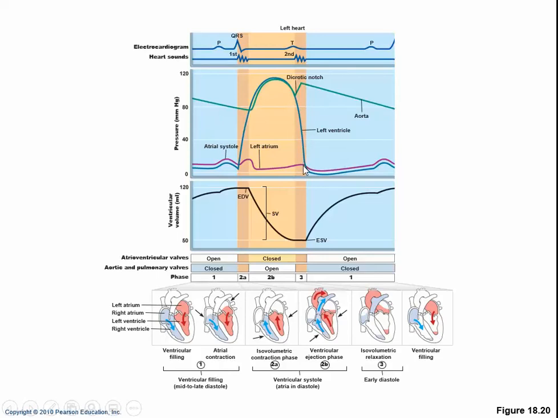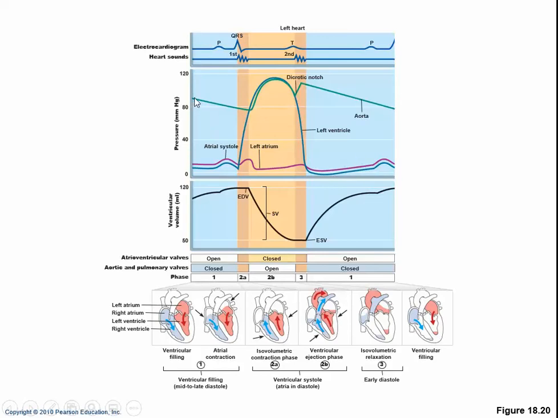Pressure steeply drops off during the isovolumetric relaxation. Then the mitral valve opens again, and there's no pressure until atrial systole. This is passive filling, so that's the pressure.